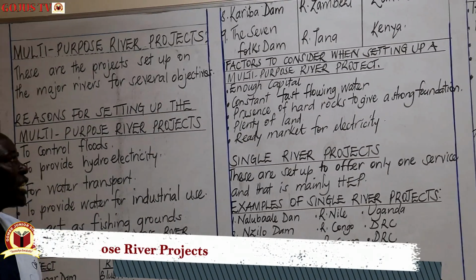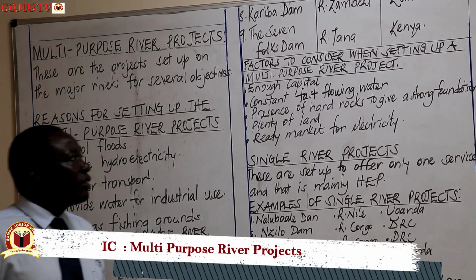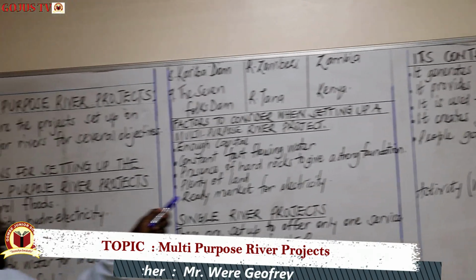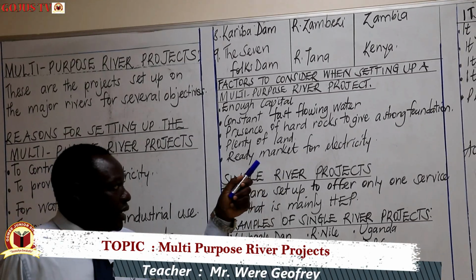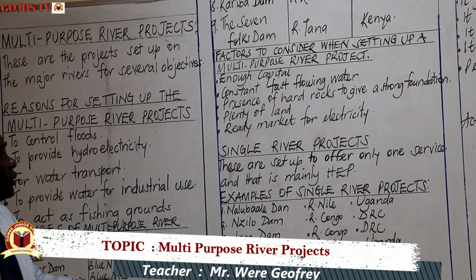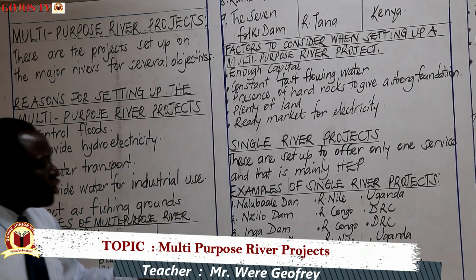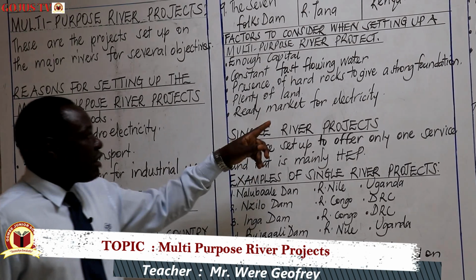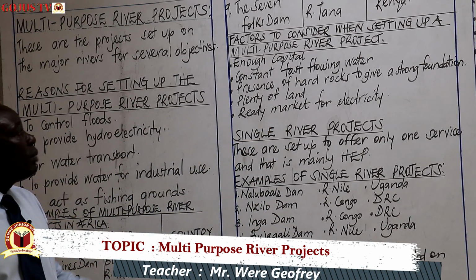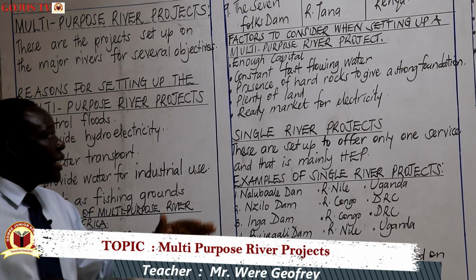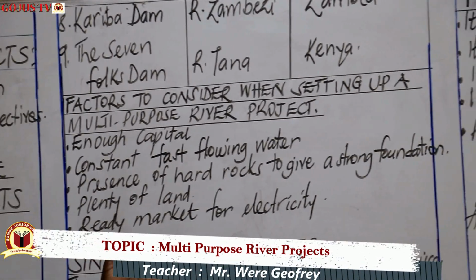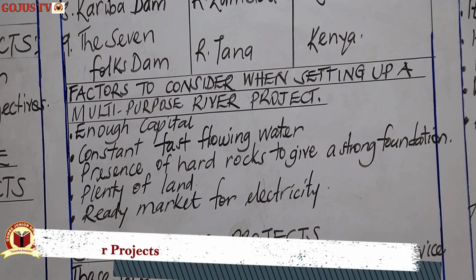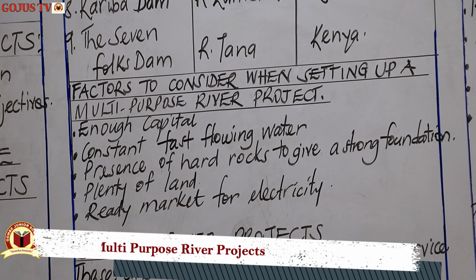Two, there must be constant flow of water, fast flowing water. Thirdly, there must be presence of hard rocks to give a strong foundation. So we must have hard rocks underneath these rivers to give a firm foundation. You must have plenty of land because it occupies a very large area. Then a market for electricity, because most of these river projects are set up to generate hydroelectricity. But you must have a market where you can sell the electricity.